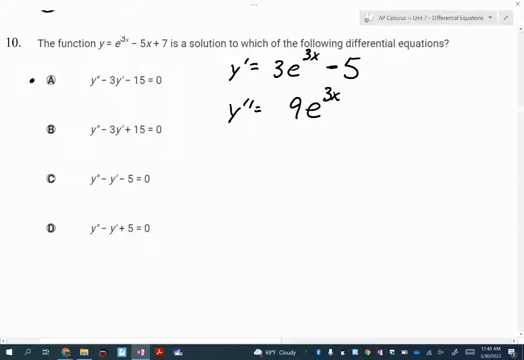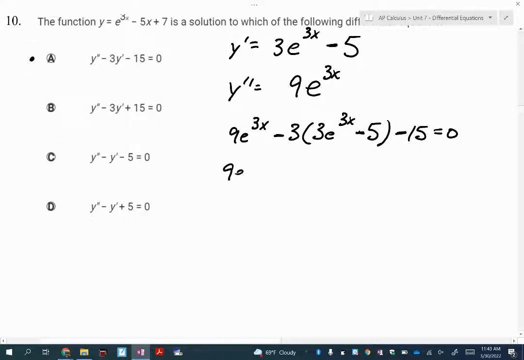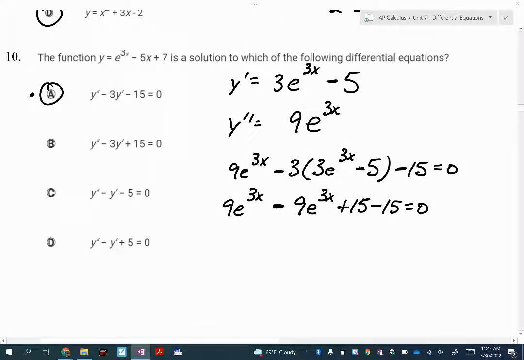All right, so we have y double prime, so 9e to the 3x power, minus 3 times our y single prime, which is 3 times e to the 3x power minus 5. And then minus 15 equals 0. So copy down 9 times e to the power of 3x. Distribute, so that's minus 9 times e to the power of 3x plus 15 minus 15 equals 0. If you go left to right, you'll see the first 2 terms make 0. Then the last 2 terms make 0. So actually, option A is our answer.